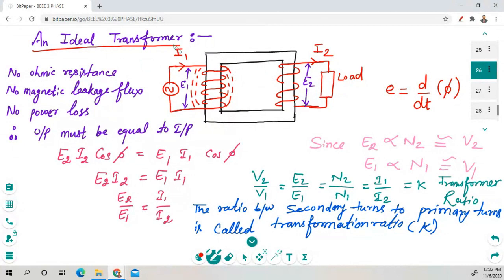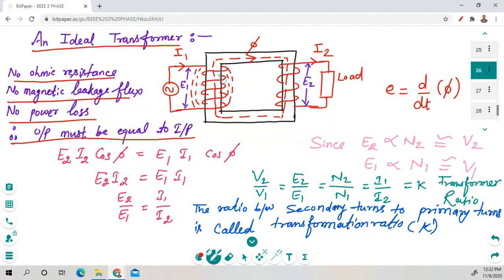Okay. When you take an ideal transformer, you know that there is flux generation in the primary side. So all the flux generated across the primary side is transferred. Because this is an ideal transformer, no losses are present. That's why all the primary side flux is going to be linked with the secondary side. When all the flux is linked with the secondary side, 100% efficiency will be achieved. As you can see, no ohmic resistance will be present, no magnetic leakage flux is there, no power loss is there. Therefore, output must be equal to the input. Okay, 100% efficiency will be achieved in an ideal transformer.